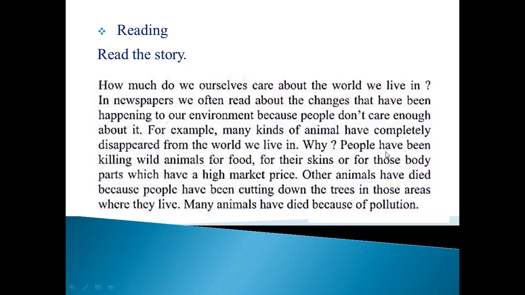Why? People have been killing wild animals for food, for their skins, or for those body parts which have a high market price. Other animals have died because people have been cutting down the trees in those areas where they live. Many animals have died because of pollution.